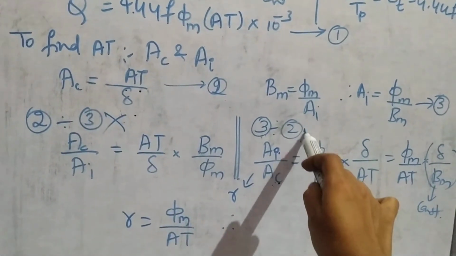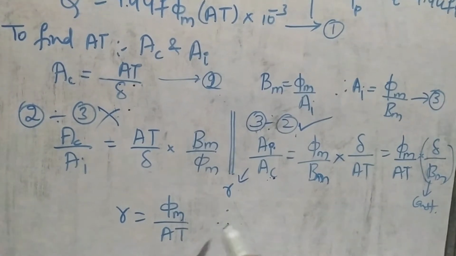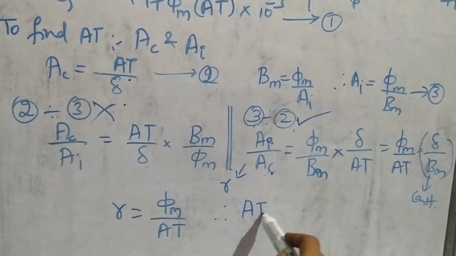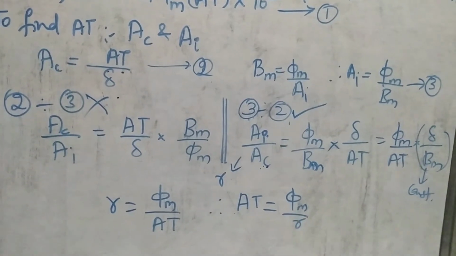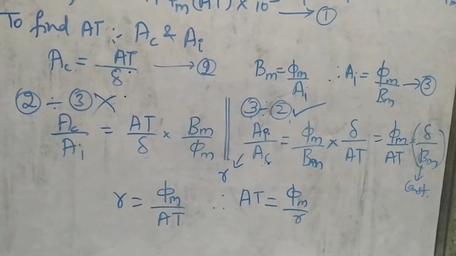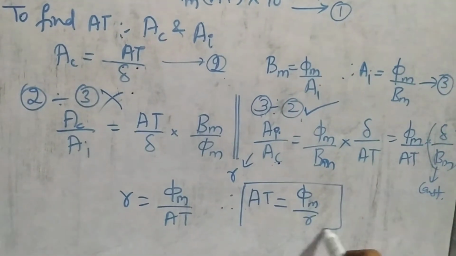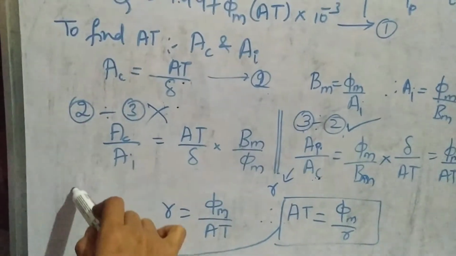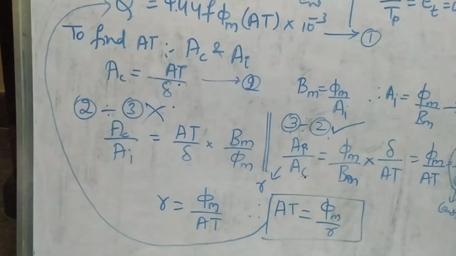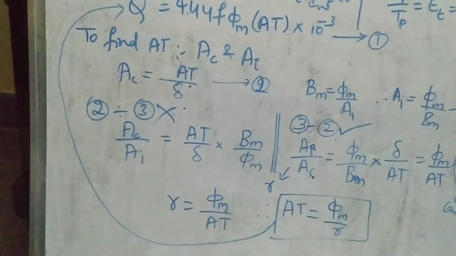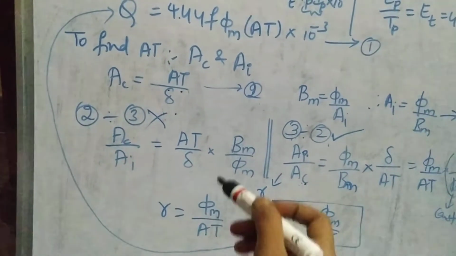Okay, only this one. So here this R value will be equal to flux divided by ampere turns. Therefore, ampere turns value will be equal to flux divided by R. Now you can just substitute this value into the main equation. Okay, so let us substitute that and see what answer we get.